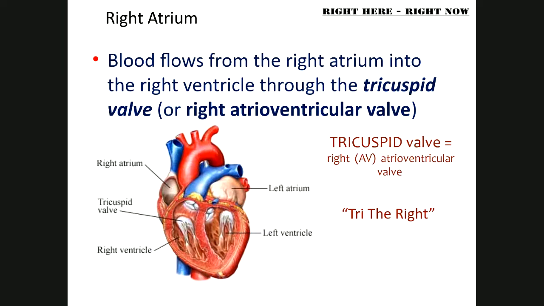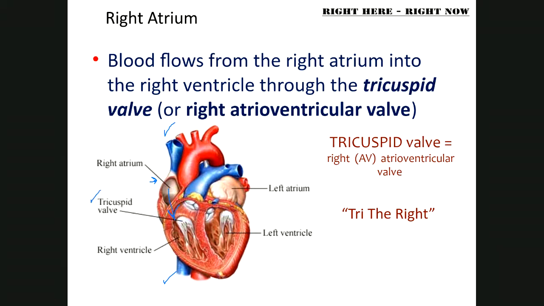So the blood flow is coming into the right atrium via the superior vena cava, inferior vena cava, and also the coronary sinus, which is a little vein that's bringing the deoxygenated blood into the right atrium. Then both atria pump at the same time, pushing the deoxygenated blood through the tricuspid valve.